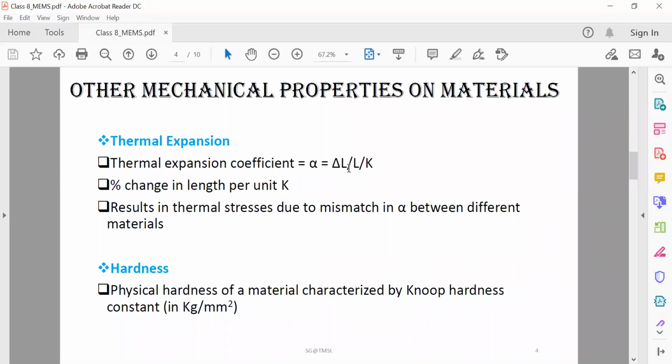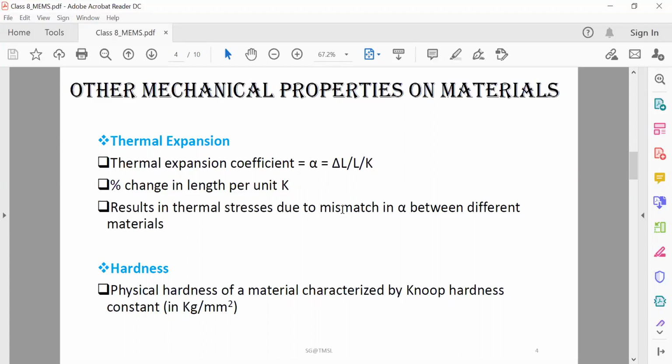It is basically delta L by L by K, where K is the temperature in absolute scale. So it is defined as percent change in length per unit K. That is the thermal expansion coefficient. You should know it. It results in thermal stresses due to mismatch in alpha between different materials.